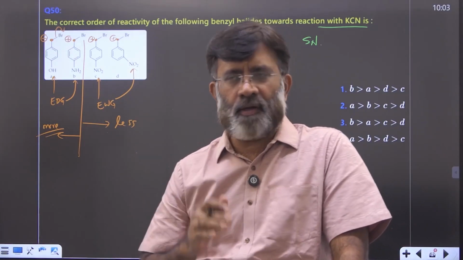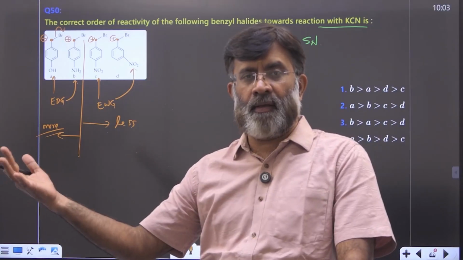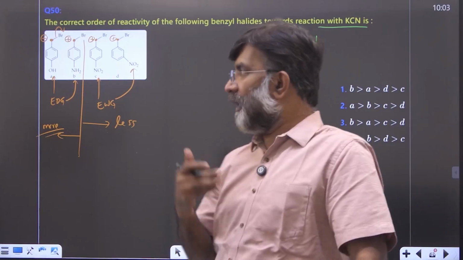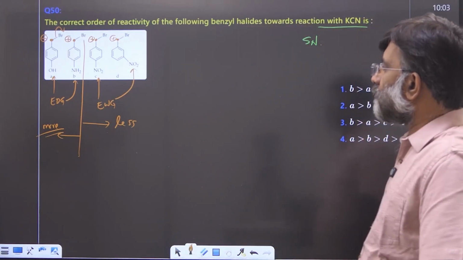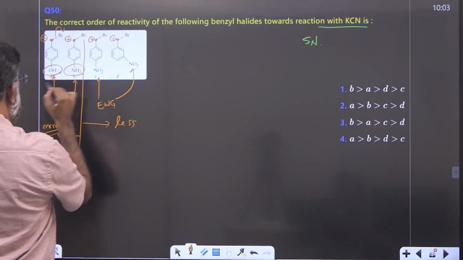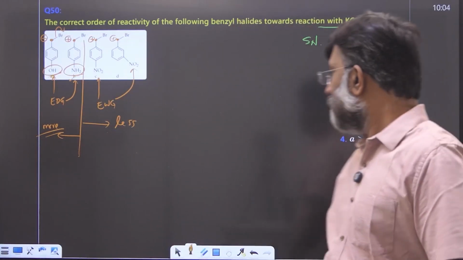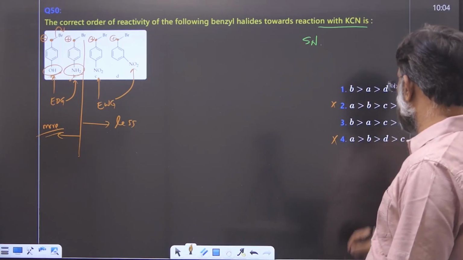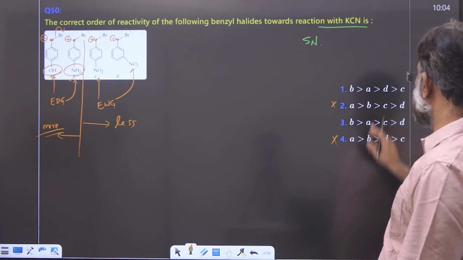So electron donating group increases the stability of the carbocation. Out of A, B, C, D, A and B will be one category because they are electron donating groups, OH group and NH2 group. While C and D have the nitro group, that will be less. Now, out of A and B, which is better? OH or NH2? No doubt it is NH2. So B maximum, and after B, it will be A.